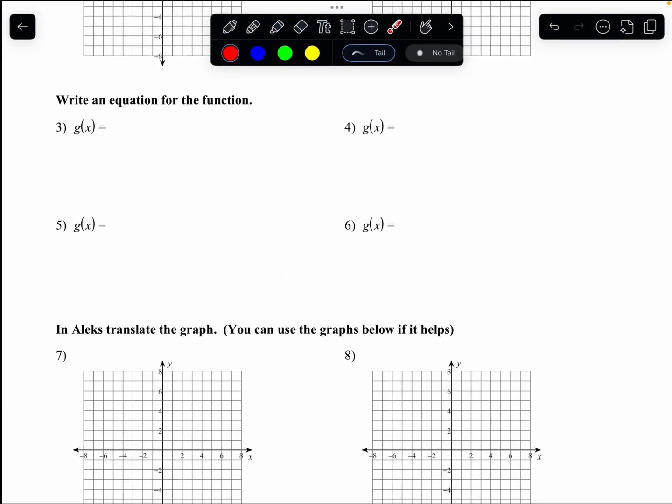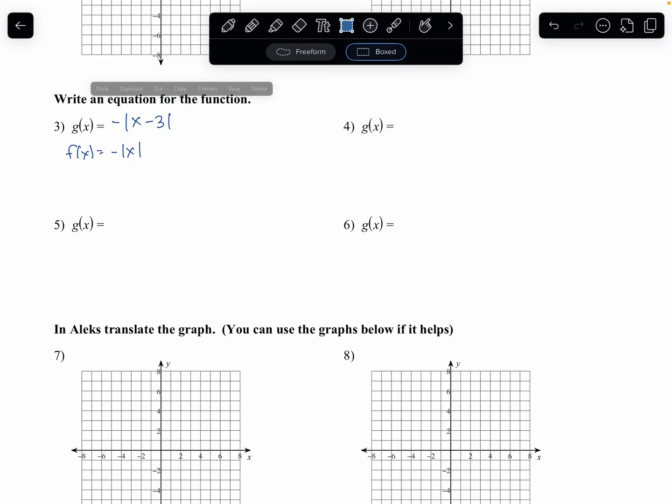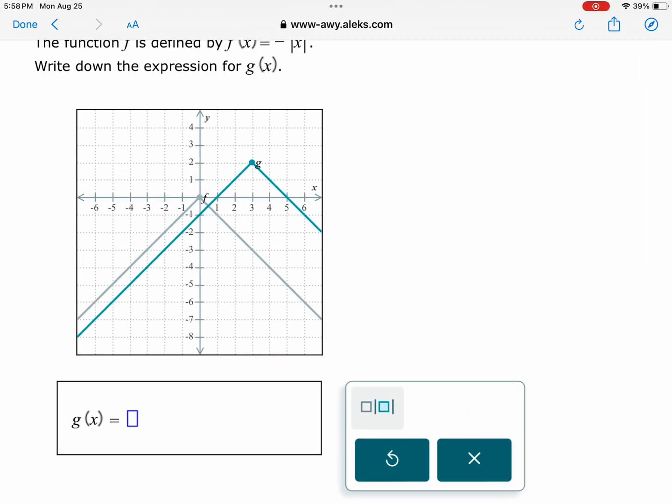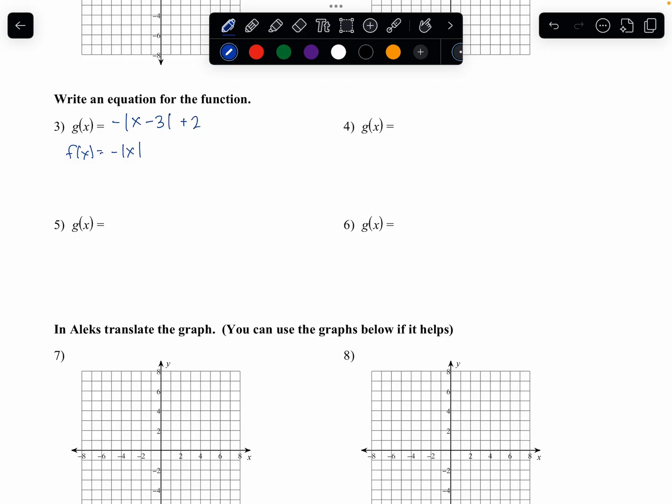I'm going to write down what f of x is. It says that f of x is equal to negative absolute value of x, and g of x has to be very similar. We have negative because it's still facing downward. And then we're going to have x minus 3. The reason I put x minus 3 on the inside of the absolute value signs is that the graph of g is moved to the right 3. And then plus 2, because it's 2 units up. So this was f, and this is the equation for g.